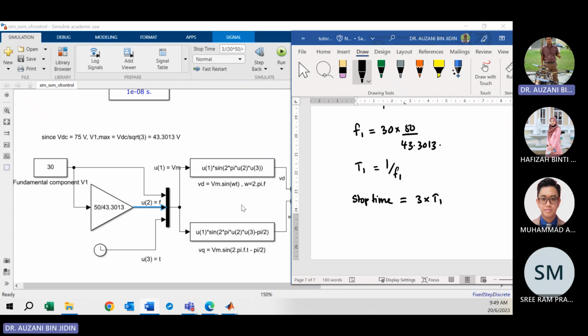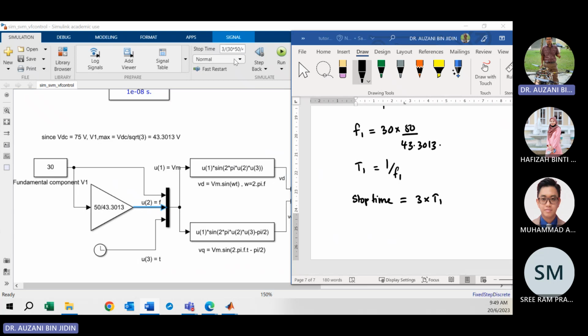And from the MATLAB function block. Clear? So then you calculate T1 first, which is the inversion of F1. Then you run the simulation until 3 times of T1, 3 cycles of the waveform. Can you understand?